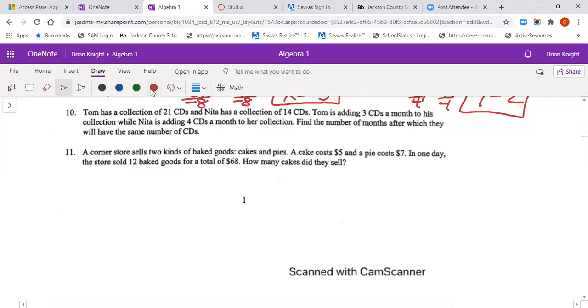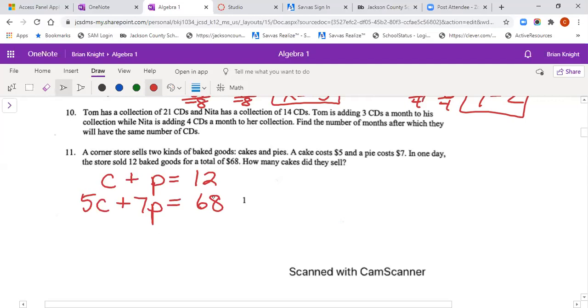Okay, first off, how many baked goods did they sell total? 12. So that's all the cakes plus all the pies will be equal to 12. Now, how much money did we make? $68. Well, each cake costs $5, so you get $5 per cake plus how much per pie? $7 per pie, and that's going to equal 68. And like I said, you can do substitution if you would like. I'm going to do elimination because it's set up to do elimination.